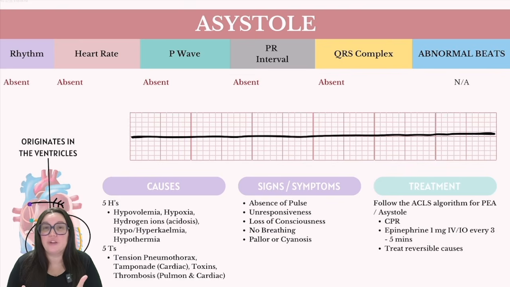And when it comes to treatment of this particular kind of rhythm, we're going to follow the ACLS algorithm for PEA and asystole. The biggest difference here is we're not going to be defibrillating because there's nothing to defibrillate in these particular cases. So we want to make sure that we're following this particular algorithm for these more lethal rhythms.